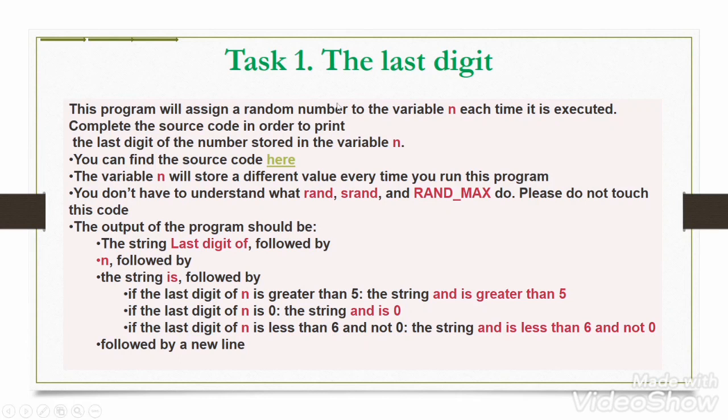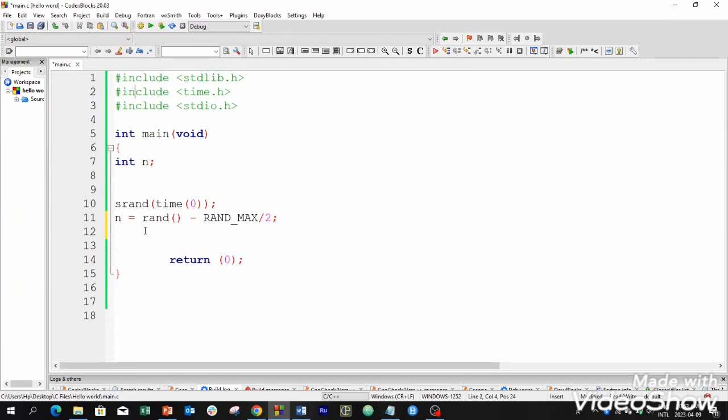Now you were given part of the code. It says here you can find the source code here. So this is part of the code that we were given. You can see they've declared the variable n, and we have srand(time(0)), and n is equal to rand() minus RAND_MAX over 2. Now this expression will generate the random number, and the second part, minus RAND_MAX over 2, will make sure that the number could be positive, negative, or 0. If I change this to plus or times, it means all the numbers will likely be positive numbers. Alright, so that is that.